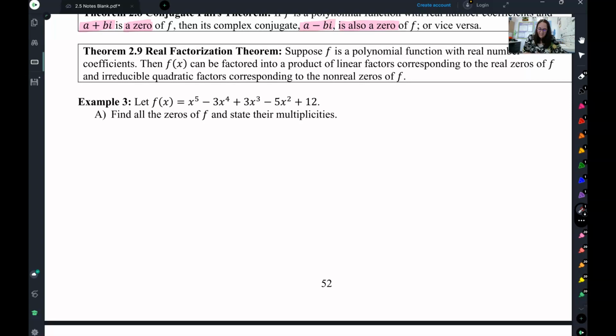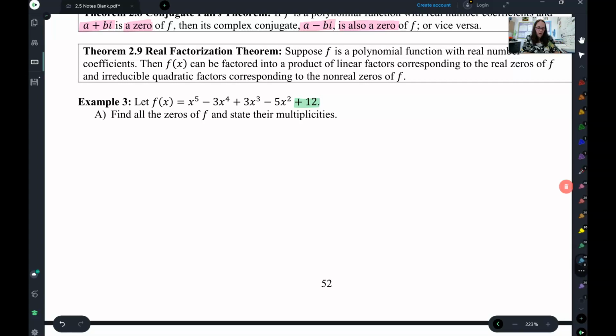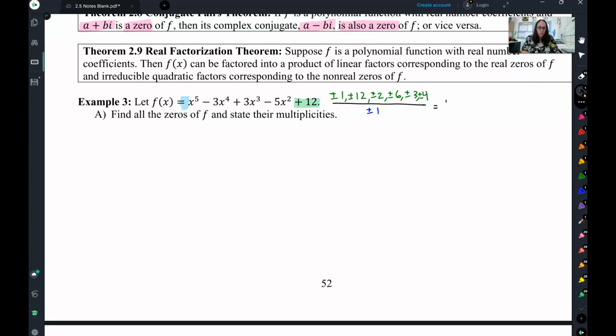Let's factor this. So we're going to start with our rational zeros theorem and list our possible rational zeros. So we have our constant over our leading coefficient. The factors of my constant, factors of 12, so I got 1 and 12, 2 and 6, and 3 and 4. Oops, plus or minus. And my leading coefficient is 1, so that's plus or minus 1. So that's going to give me 1, 2, 3, 4, 5, 6, 12 possibilities. I'm going to list them in numerical order just because.